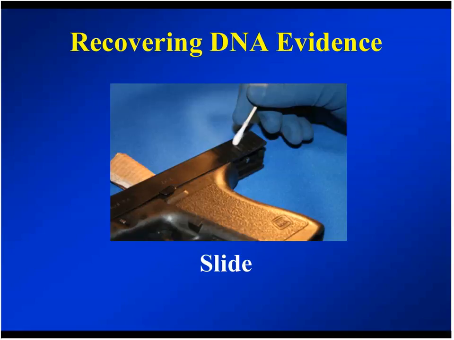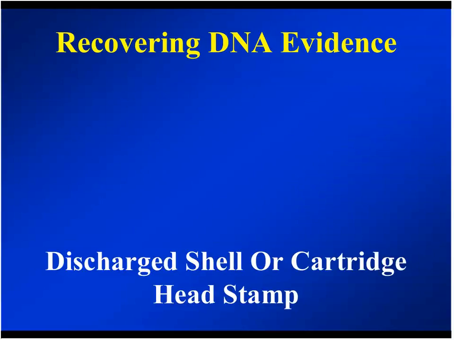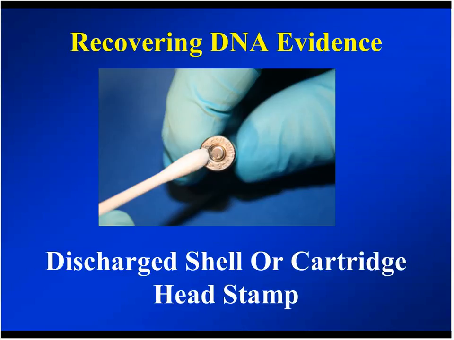We will do the slide, back of the slide where the irregular surface is. We'll look at the magazine. We'll look at the lip of the magazine. Envision wherever you touch, there's possibility of DNA. Those springs in the magazines, everyone's aware, you probably get blisters when you got to reload them. They're very strong. Excellent area for DNA.